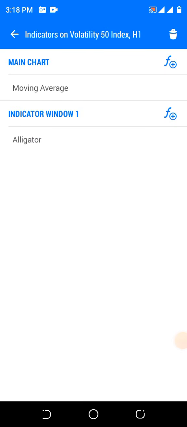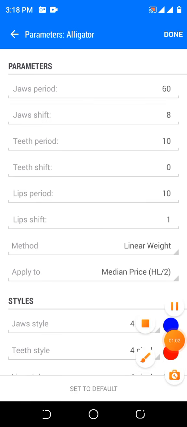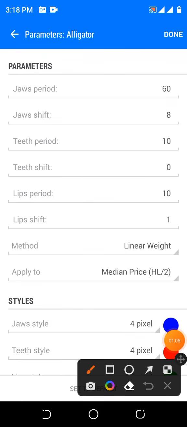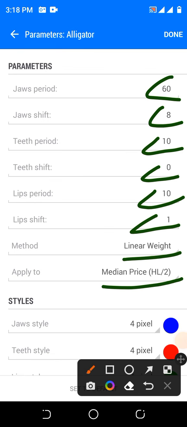Now the second indicator is the alligator indicator. So you click on alligator indicator. Here are the setups for the alligator indicator. Now you can screenshot this or you write it down. Do you understand? The jaw period is 16, jaw shift 8. Teeth period 10, teeth shift 0, lips period 10, lips shift 0, method linear weighted, apply to median price. Do you understand?